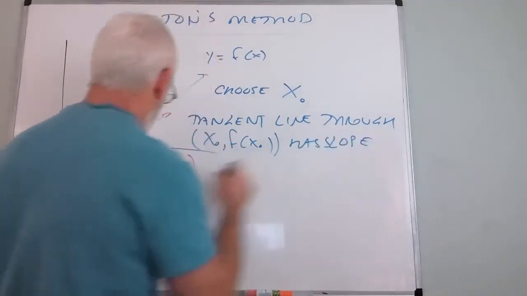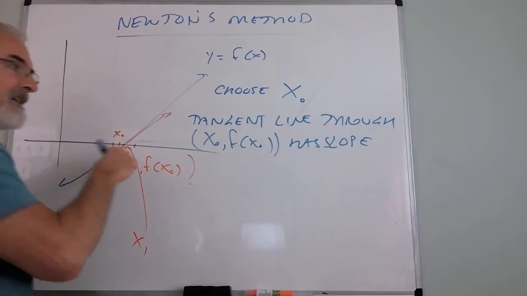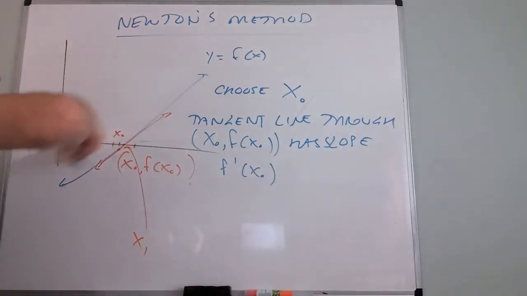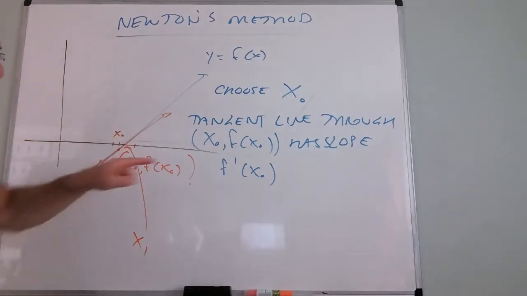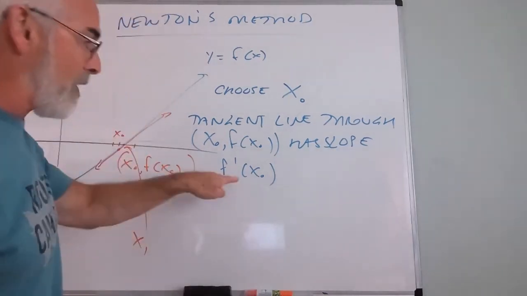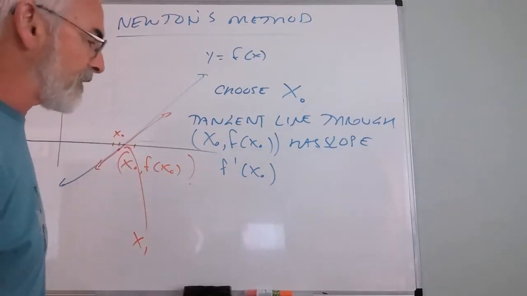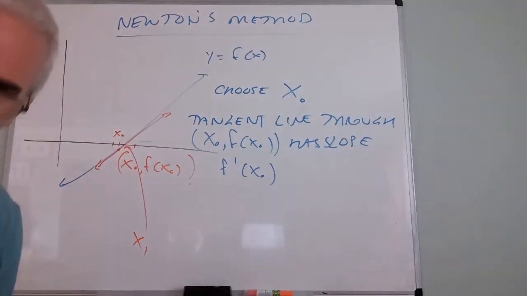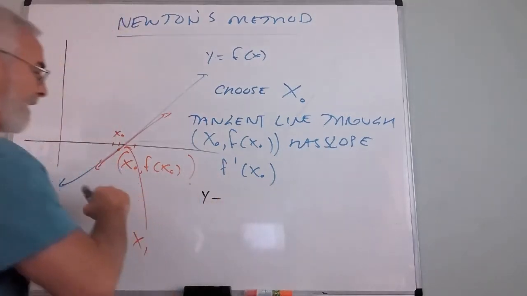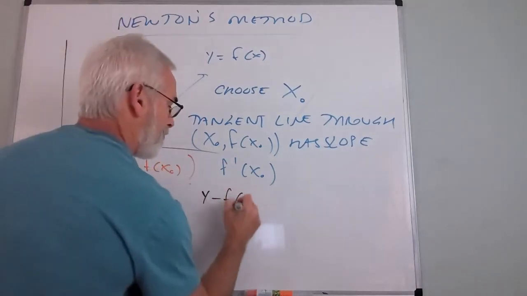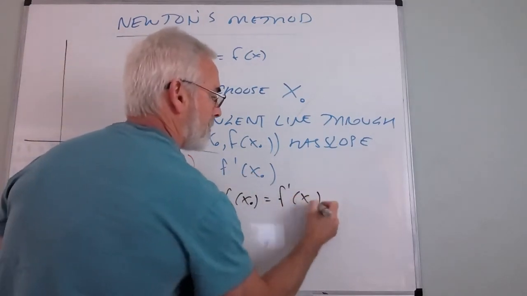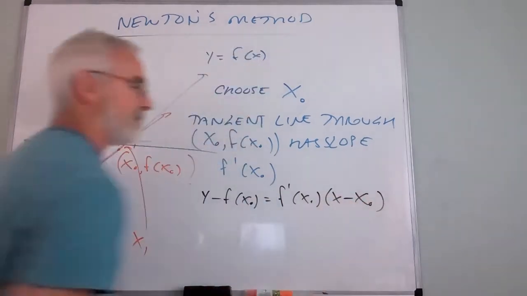The tangent line through the point x naught, f of x naught has slope f prime of x naught. See, this is y equals f of x. I find the derivative and I evaluate the derivative at x naught. Again, x naught is a rational number, so this will also be a rational number. So using our point slope formula, everybody remembers the point slope formula? Y minus the y coordinate equals slope times x minus the x coordinate.